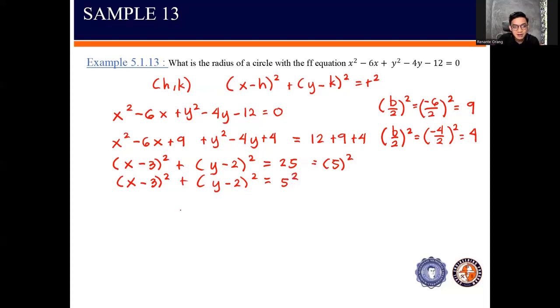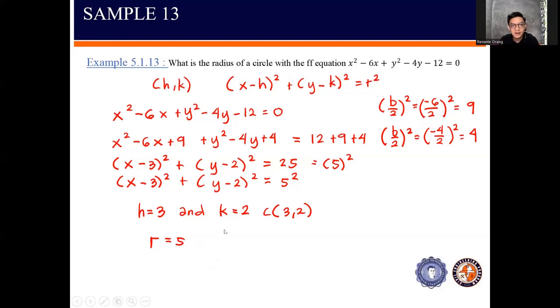Okay? So again, for our standard equation, our h here is positive 3. Again, if it is negative, make it positive. And our k is equivalent to positive 2. So that is by inspection. And therefore, the coordinate of our center is 3 and 2, and its radius is equivalent to 5. And we're done with our second problem on the circle.